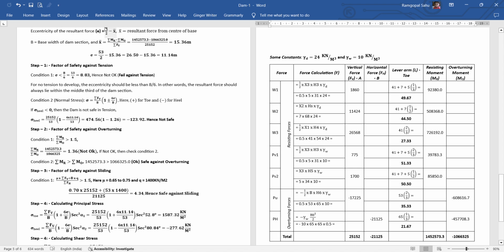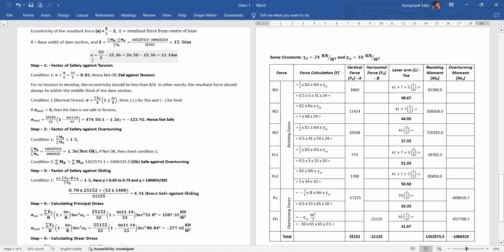resultant force. So the formula is B by 2 minus X bar, where X bar is the distance from the base at which the resultant force is acting, and B is the base width of the dam section. X bar is calculated as the summation of the resisting moment minus the summation of the overturning moment, divided by the total vertical forces. After putting in the values, we find that X bar is 15.36 meter.